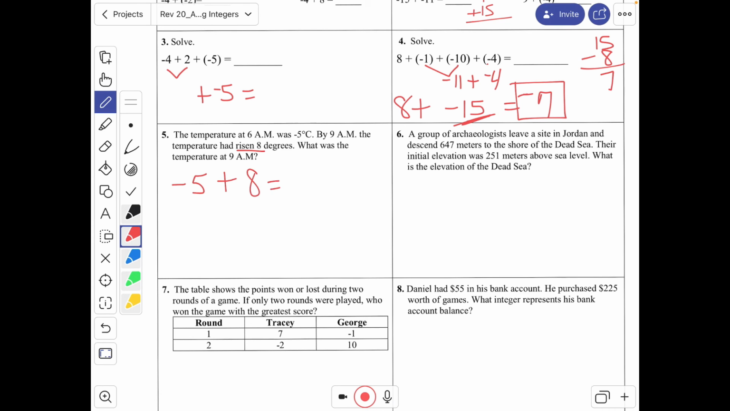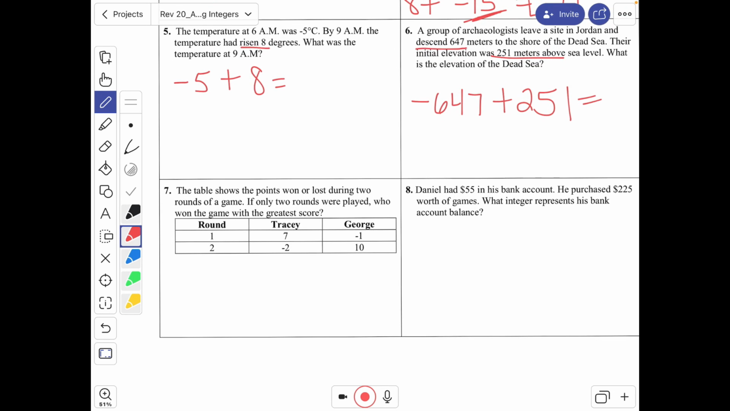Number 6, a group of archaeologists leave a site in Jordan and descend 647 meters to the shore of the Dead Sea. Their initial elevation was 251 meters above sea level. What is the elevation of the Dead Sea? So descend means negative, and then this was above sea level. That's positive. To figure out what that equals.